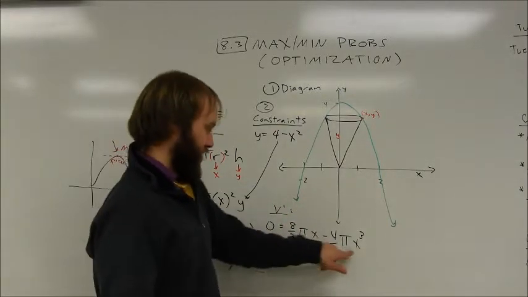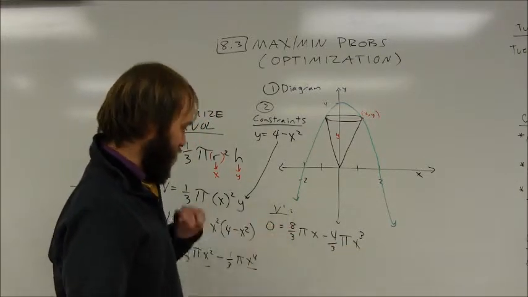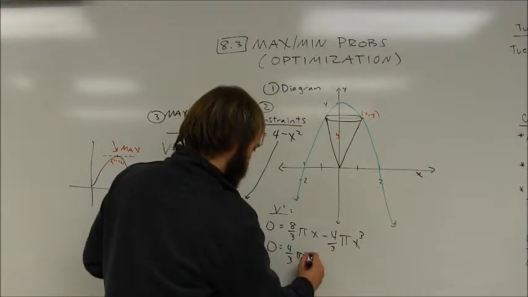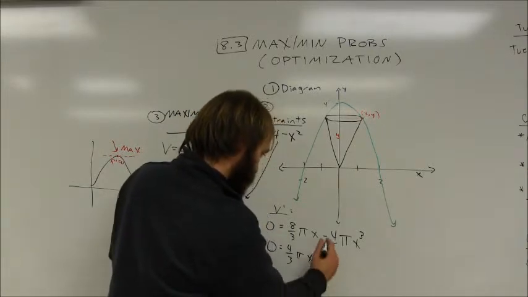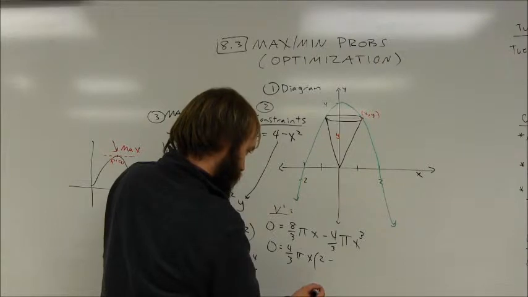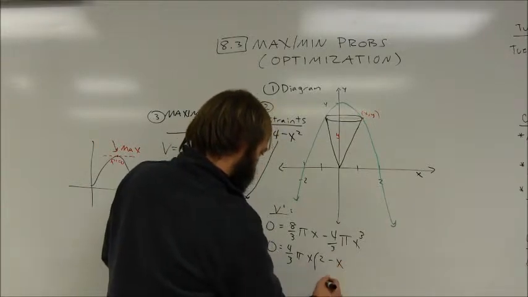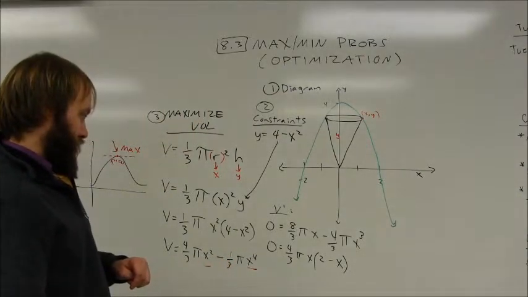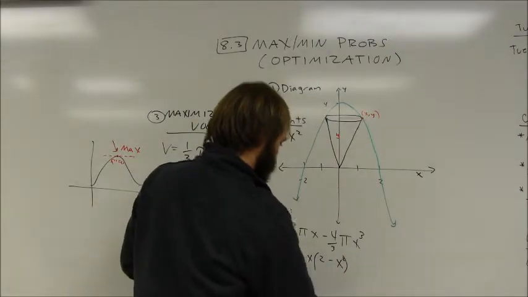This, of course, is the v prime equation here. And I can do some factoring, okay? I can factor out a 4/3. And I can factor out a pi, and I can factor out an x. And that's going to leave me with 2 minus x squared. Wait, I took out one x there. I'm sorry. It's 2 minus x squared.